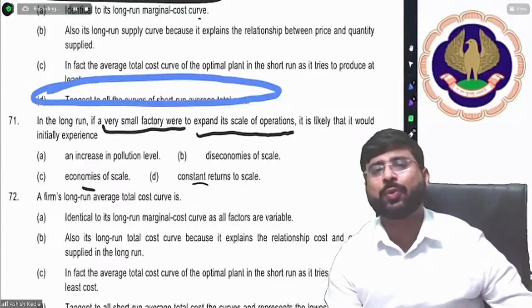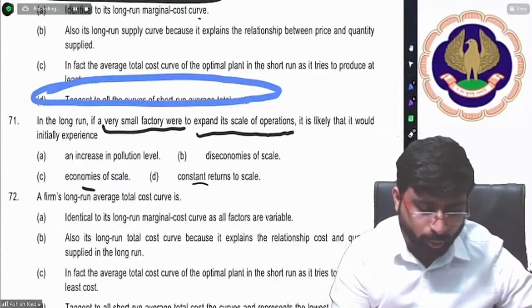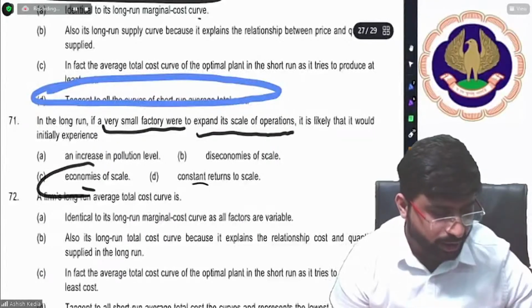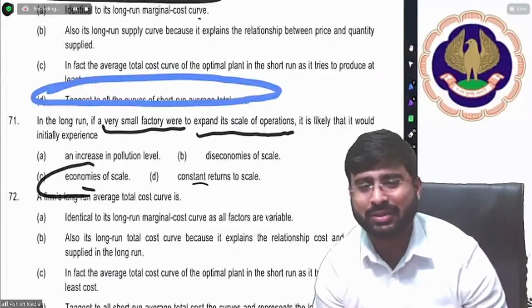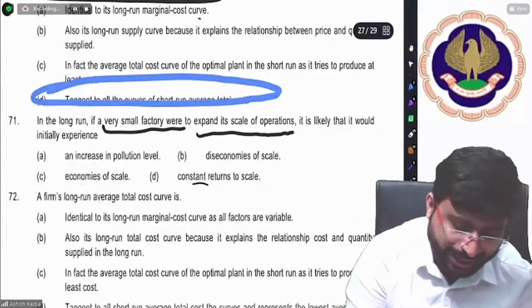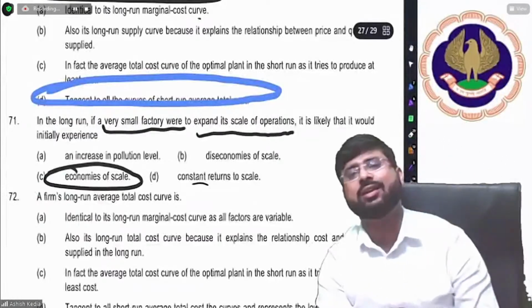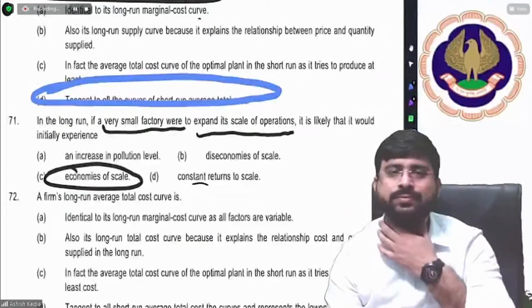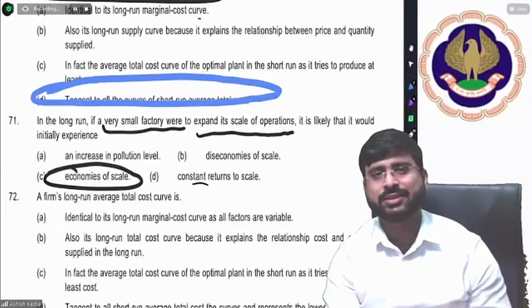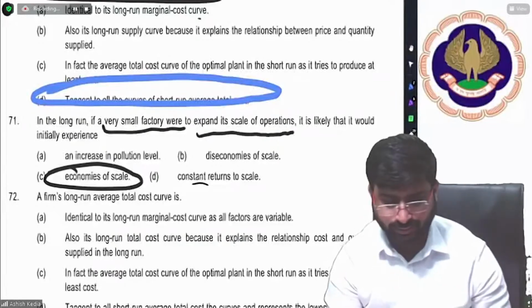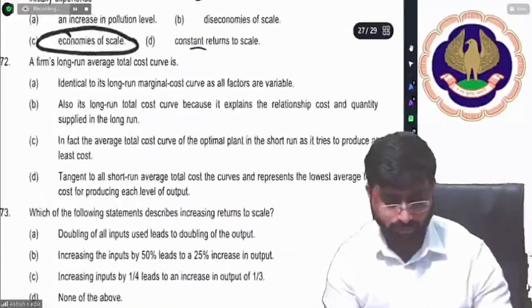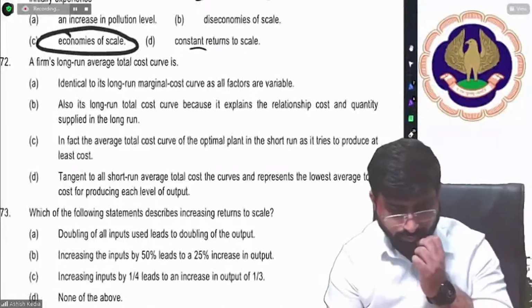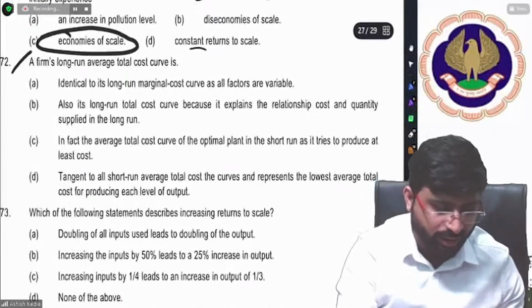Obviously, when you start operating on a large scale, initially what you will experience is what is called the economies, because this is referring to the advantages. So obviously what you will enjoy is nothing but the advantages, economies of scale. Moving on. This one is repeated one.